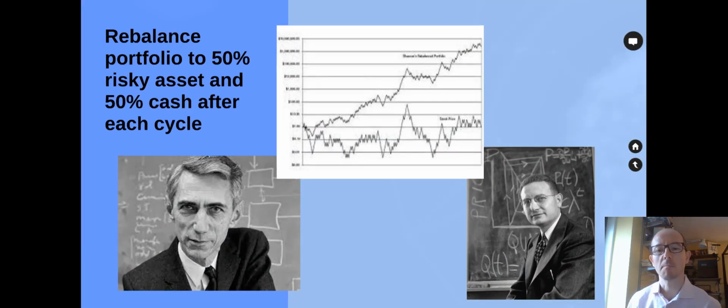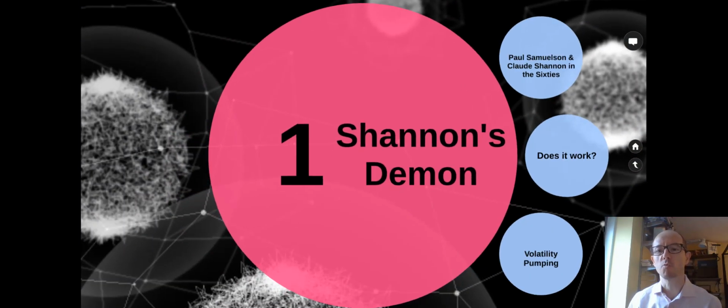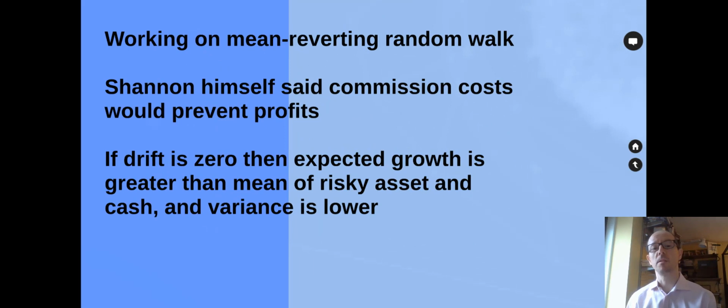In the 60s, Claude Shannon was a professor at MIT and gave a series of lectures on quantitative finance to which even Paul Samuelson attended. In one of his lectures, he described a strategy called the demon, where you rebalance to 50% the risky asset and 50% cash after each cycle. Well, does this work? If the drift is zero, then the expected growth is greater, indeed, than the mean of the risky asset and the cash, with a lower variance.